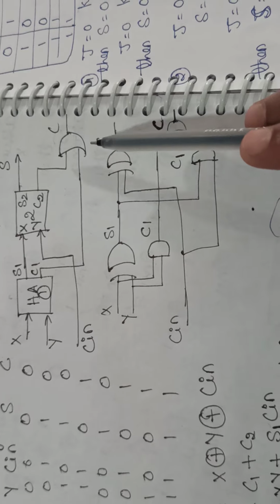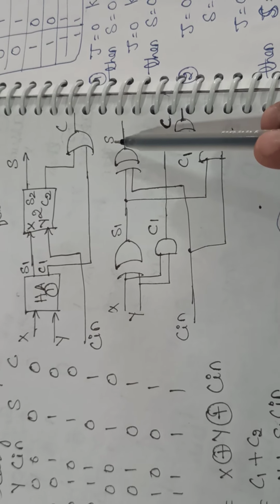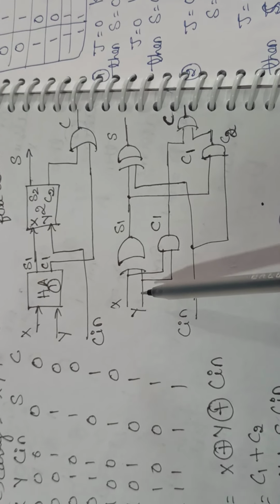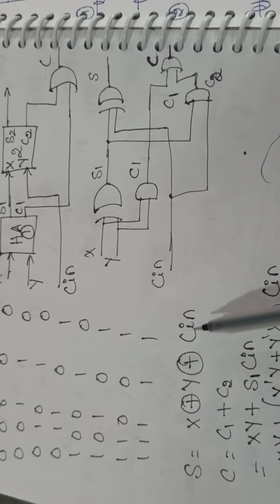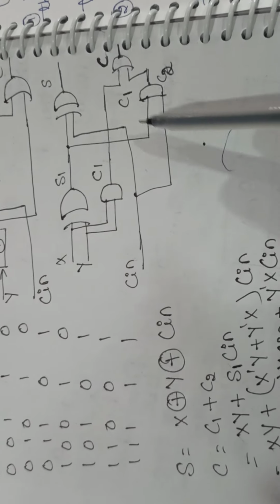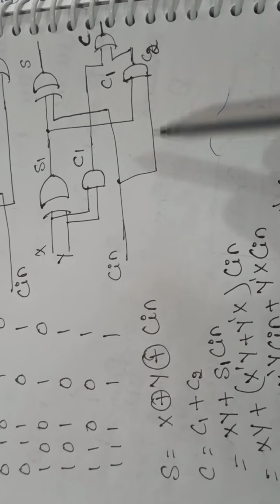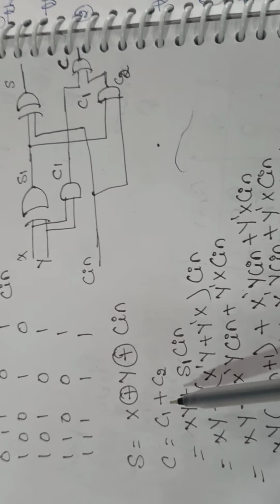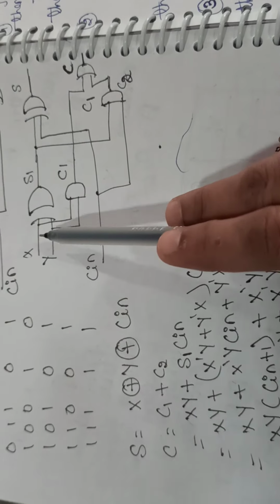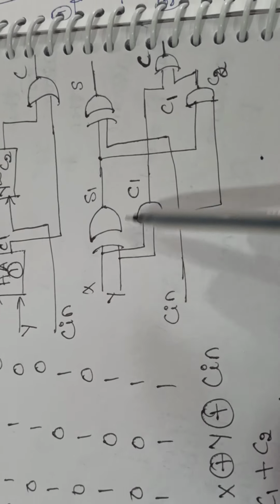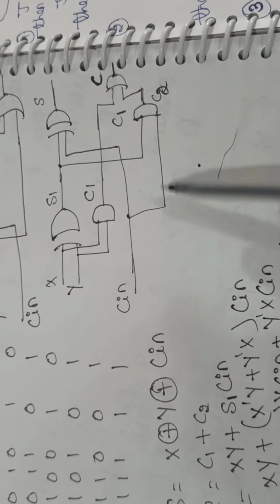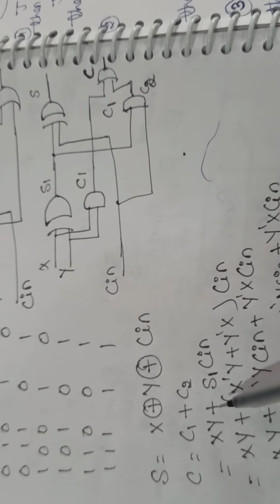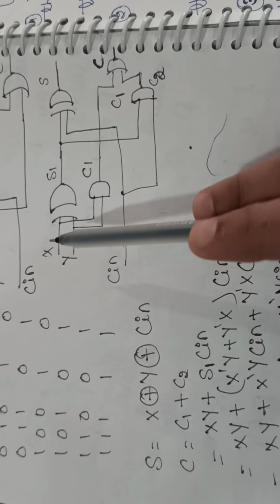Now this we have understood. It is very simple that S is from x, y and c in. So I write x XOR y XOR c in. Sum is very simple. Now the final carry is generated using C1 and C2. So I write C is equal to C1 plus C2, it is ORing. What is C1? C1 is x and y. And what is C2? C2 is S1 c in. Now what is S1? S1 is x XOR y.